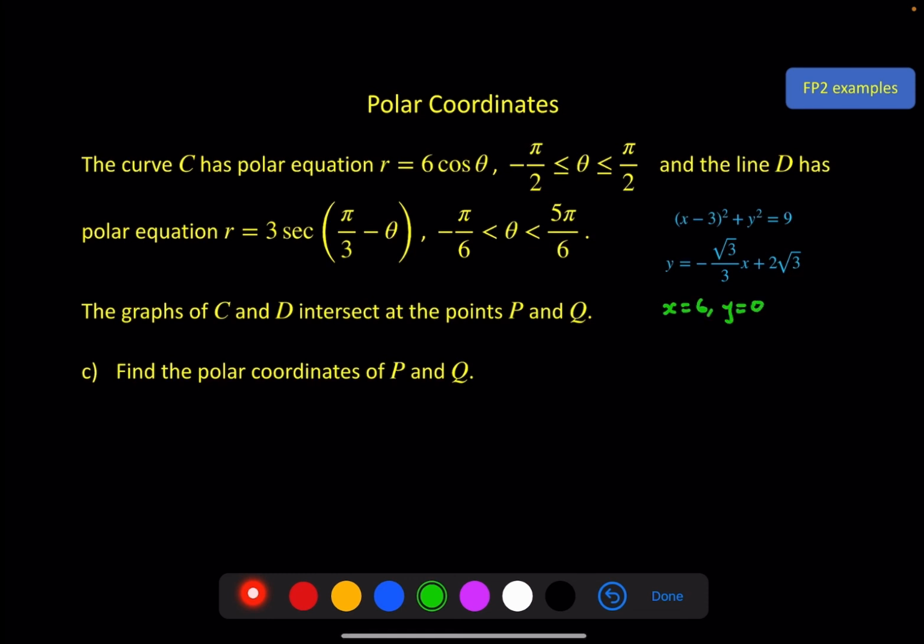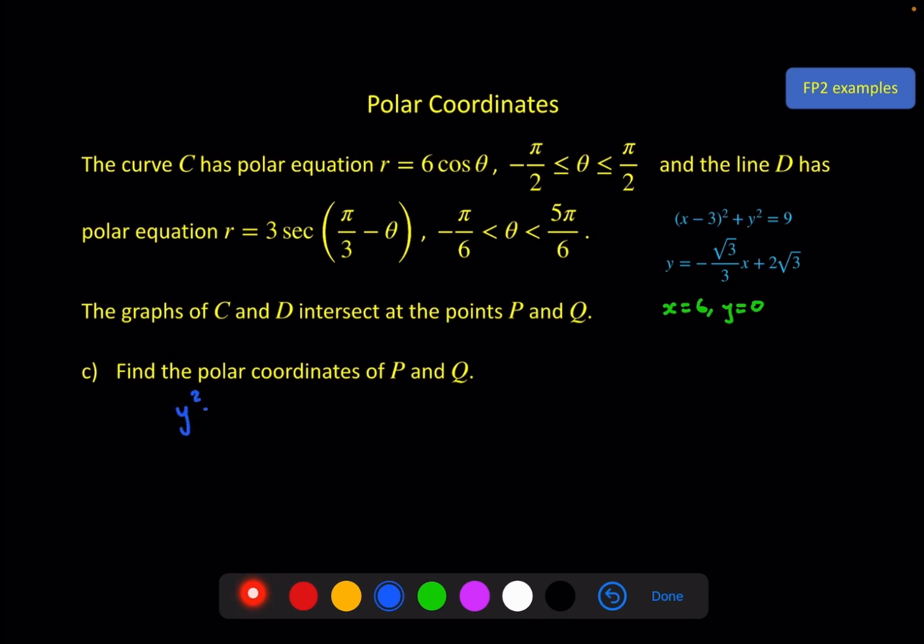So let's go through the process and we can double check our answer at the end by confirming that this is one of them. So we've got this equation and this equation, or we could use this equation and this equation. Again, I'm a bit happier using Cartesian equations, as you probably are as well. So I'm going to find the solutions doing this, and then at the end, change what I've got into polar coordinates P and Q.